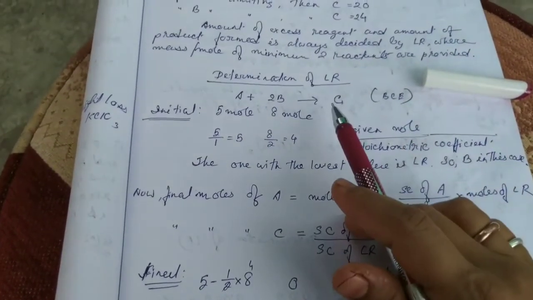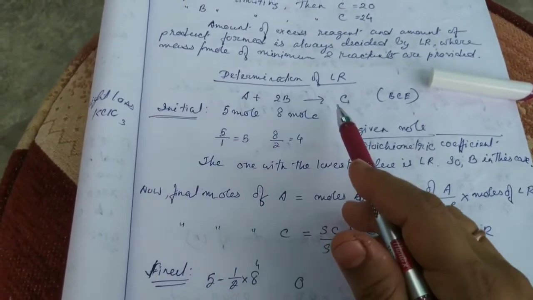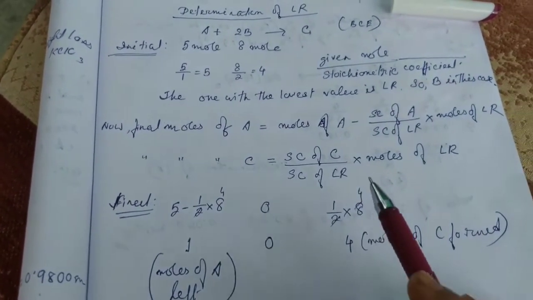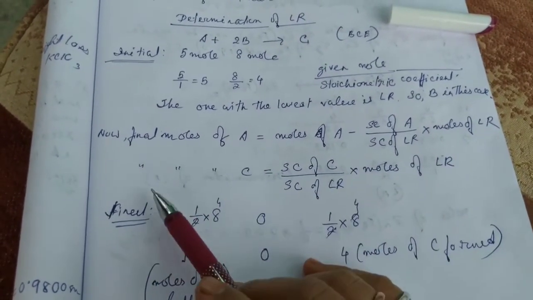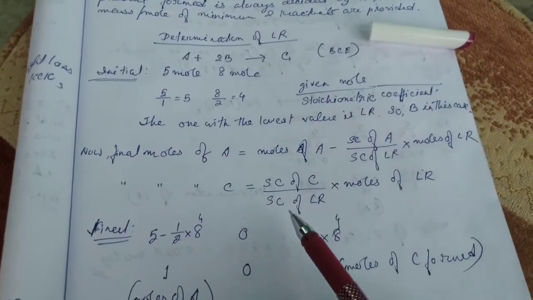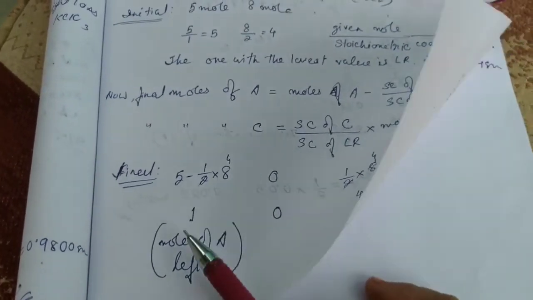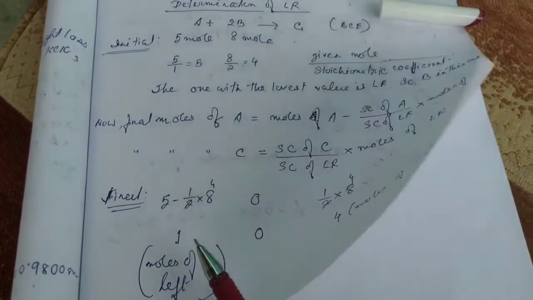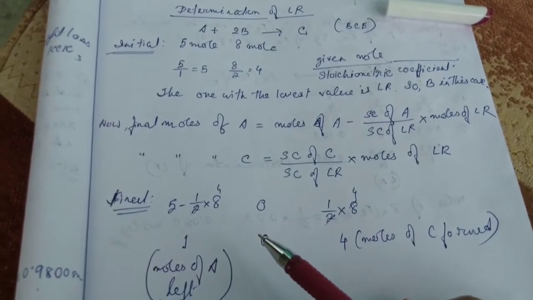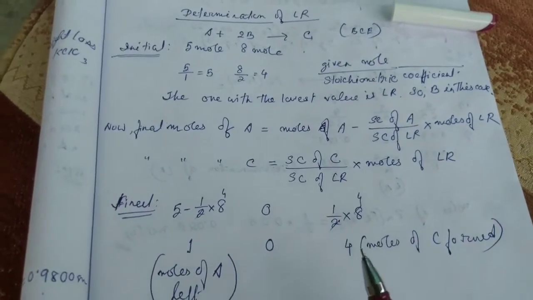And the moles of C formed, we can calculate from here also. From 2 moles of B, 1 mole of C is formed, then from 8 moles of B, 4 moles of C will be formed. Theoretically, the formula is that final moles of C formed is equal to SC of C divided by SC of LR into moles of LR. So finally, moles of excess reagent left is 1, and B will be 0 because it is completely consumed and converted to the product, and moles of C formed will be 4.